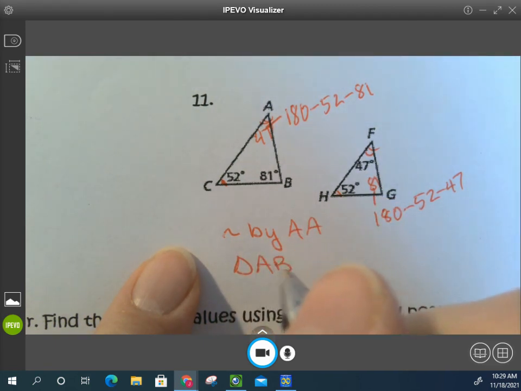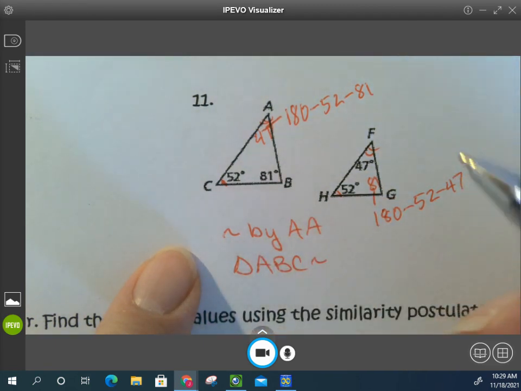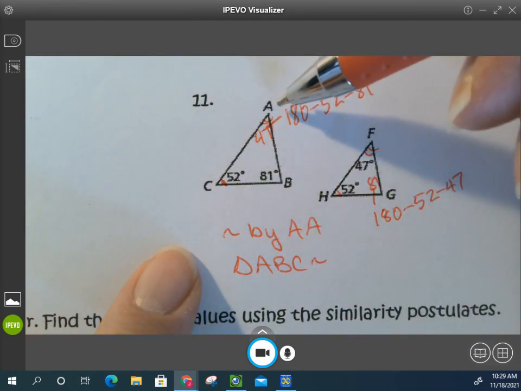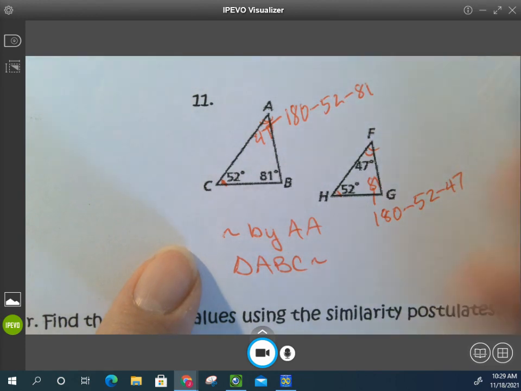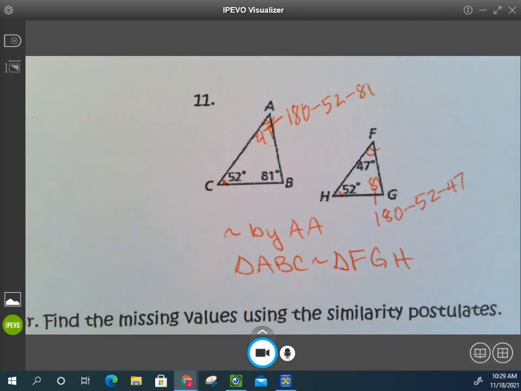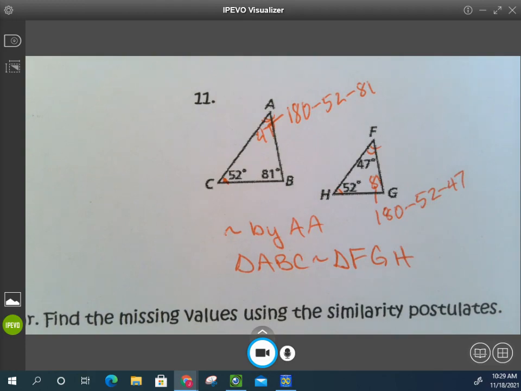Triangle ABC is similar to triangle. Okay, I went A to B. Now, what did A match up with? It did match up with F, right? So triangle FGH. Okay, so the next thing we're doing is we're going to tell why the triangles are similar and then find the missing value. So the missing value is not an issue. You guys are really good at that. We just want to practice saying why they're similar.